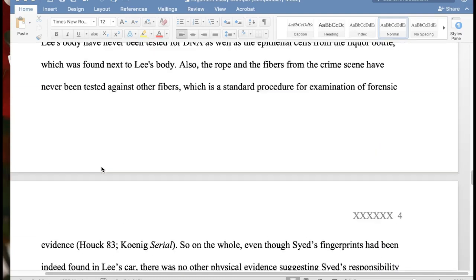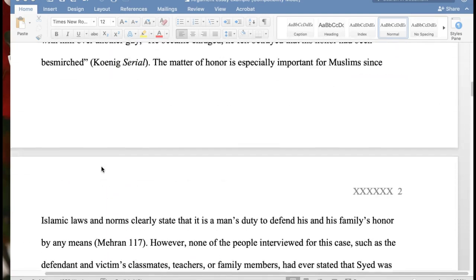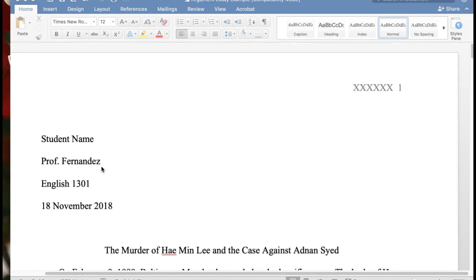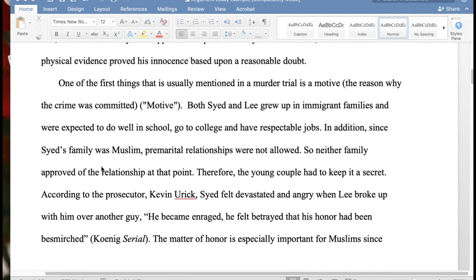I'm going to go through this paper and I'm going to show you a couple of examples. I'm going to start with the first page here of this wonderful paper. And so you'll see here that the student did an in-text citation. So I'm going to talk you through the big pieces here and then why the word motive is in quotations in this in-text citation.